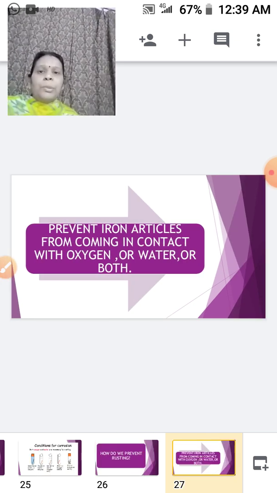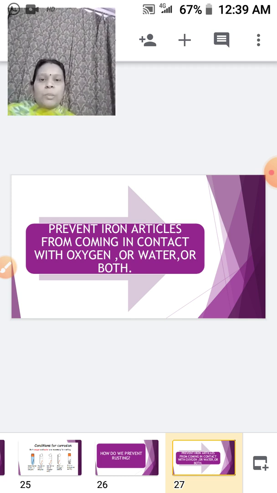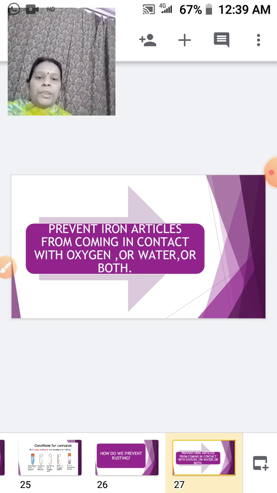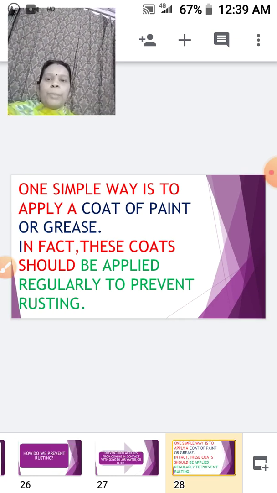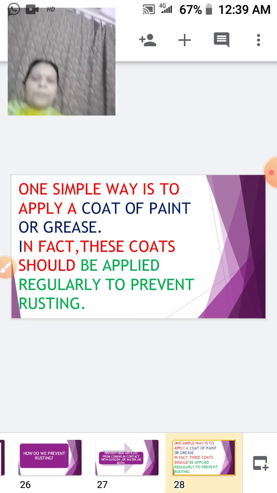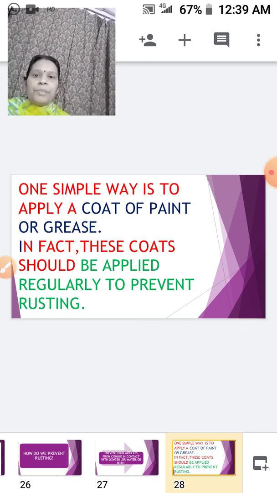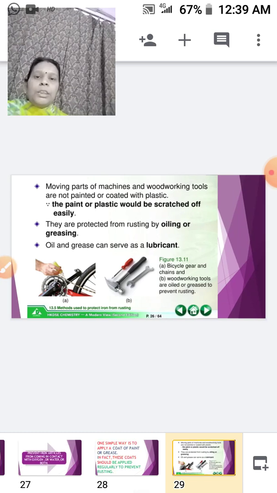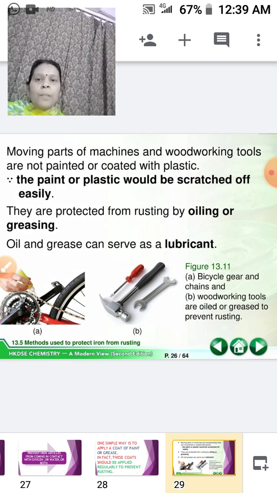Here again we will take up all three one by one. First, preventing the iron articles from coming in contact with oxygen or water or both. One simple way, as I said, is painting or covering it with grease. In fact, these coats should be applied regularly to prevent rusting. Here you can see the moving parts of a machine or woodworking tools are not painted or coated with plastic.